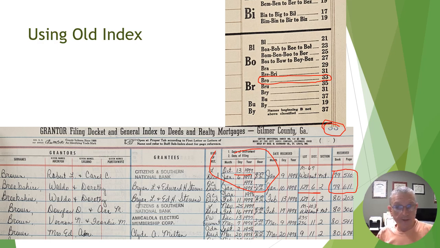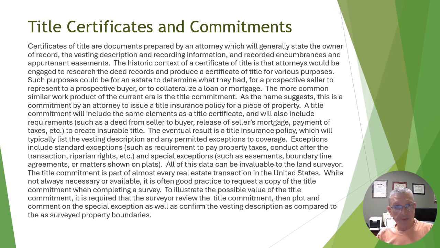Less helpful are when things are filed and there's a reference to a GMD. But often in the GMDs, they'll list a road that it's on. Here they're listing the subdivision, lot M67 of Walnut Mountain, for example. So that's how you use an old index.